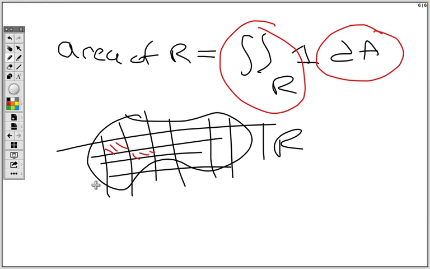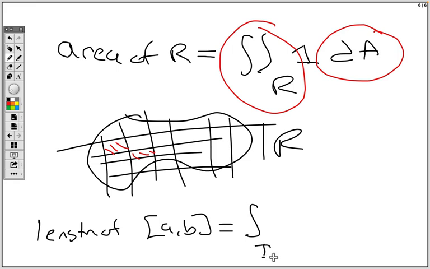But I do want to point out how this is very, very analogous. If I wanted the length of the interval AB, I could just integrate over the interval 1 dx. That's the integral from A to B, 1 dx. That would give you the length of AB. So once again, when you integrate 1 over your domain, you're somehow getting the natural measure of that domain, whether it's the length of the interval or the area of a region.